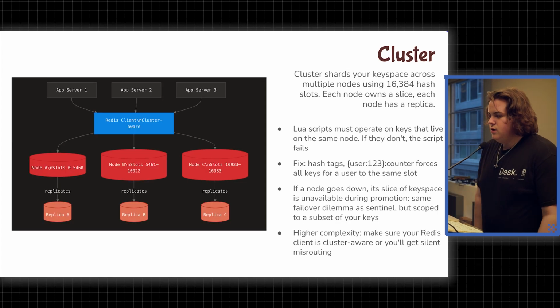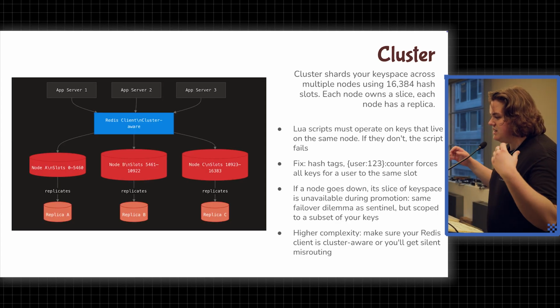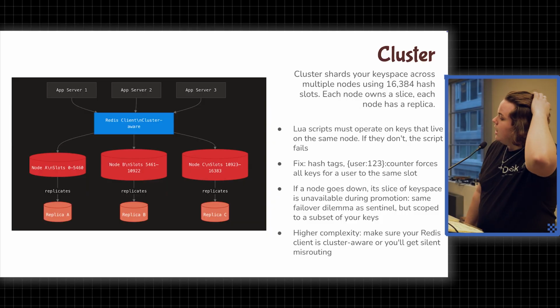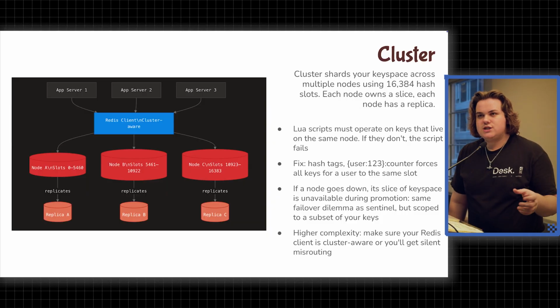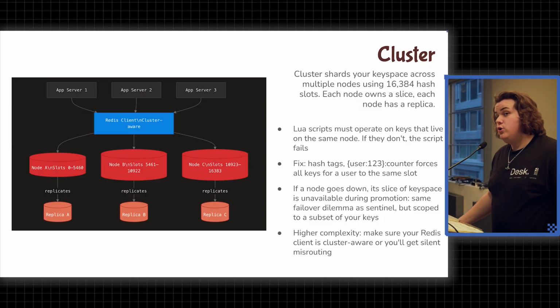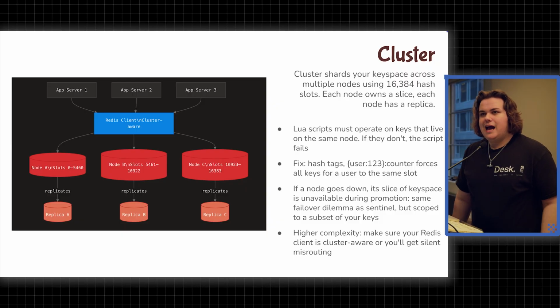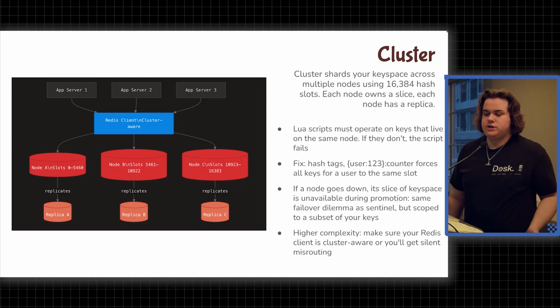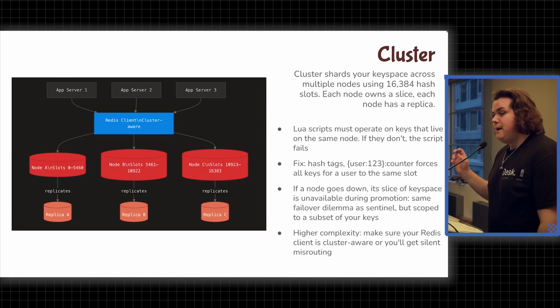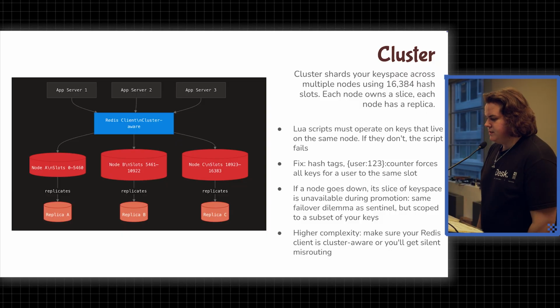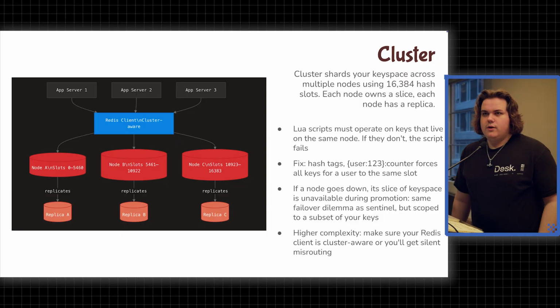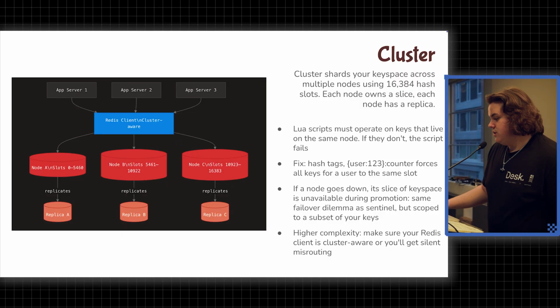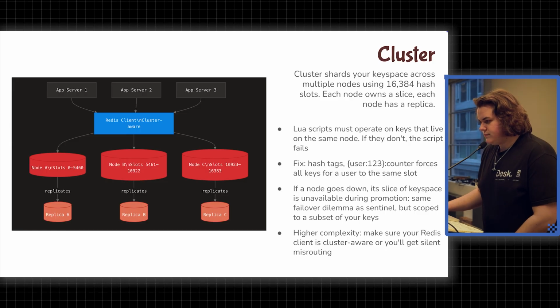There's a cluster, where it shards your key space over 16,384 slots, and each node of Redis owns a slice, and they each hold a replica. So if one goes down, in the time where you have to hoist your next replica, that part will be inaccessible for a few seconds. This is okay, but it's not great if you need to access those nodes during promotion.